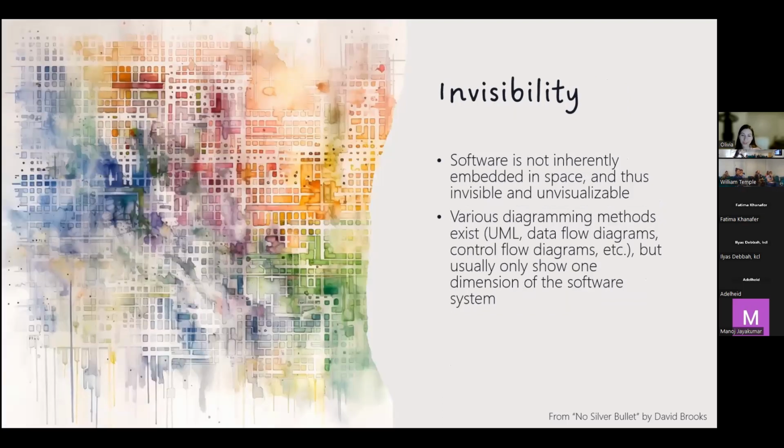Finally, software is not inherently spatial. There have been plenty of attempts to visualize software over the years, like UML and data flow diagrams, but these usually only show one or two dimensions of the system, not the whole reality of the system. So there's always this level of not being able to visualize the things that we're talking about.